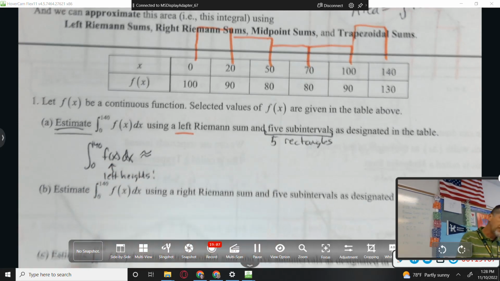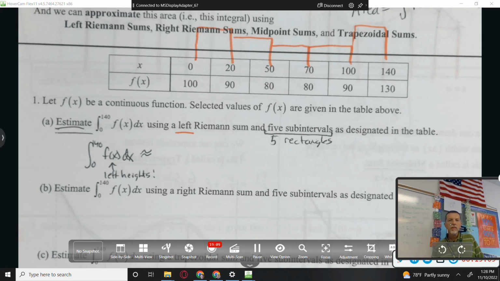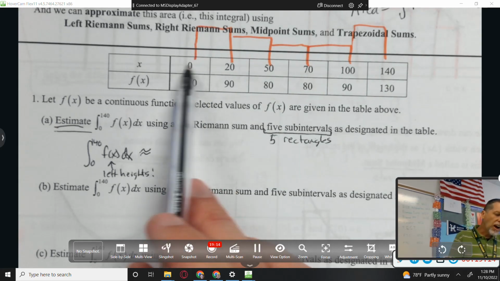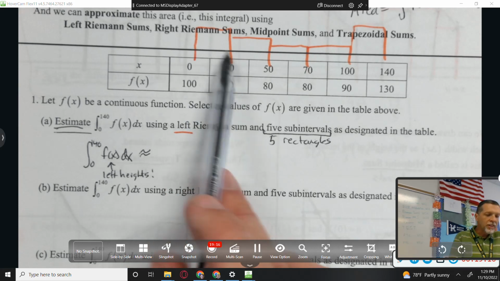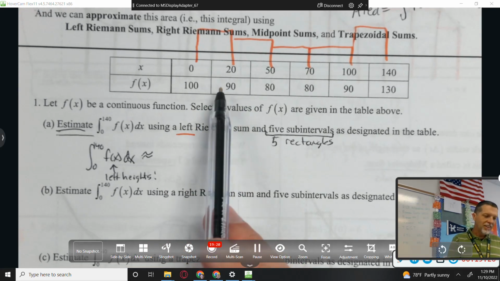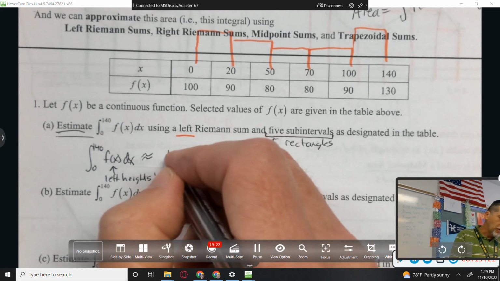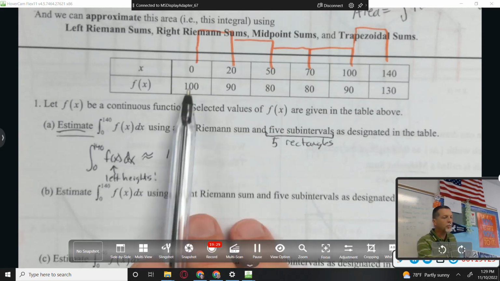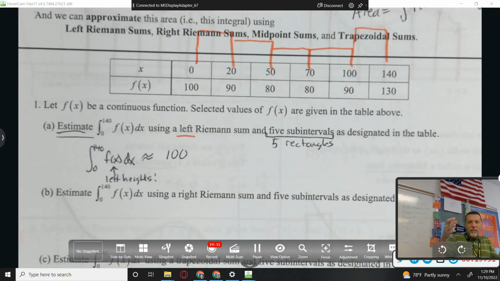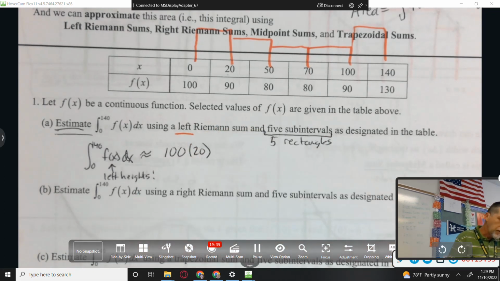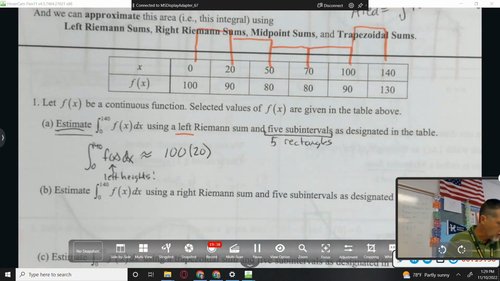You use the left heights. So which one of these numbers is the height coming from the left for my first rectangle? The 100. So the 100 is the left-hand height. How wide is that rectangle? 20. I don't just use the 0. The width of the rectangle is 0 to 20. So there's my first rectangle.